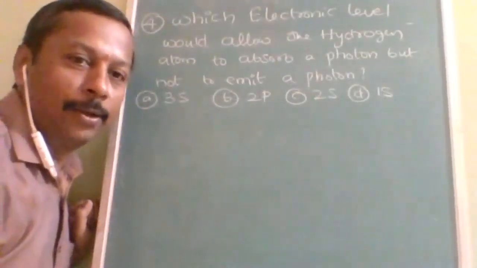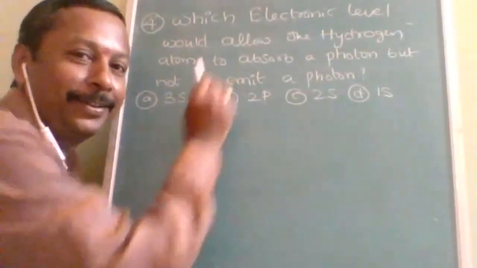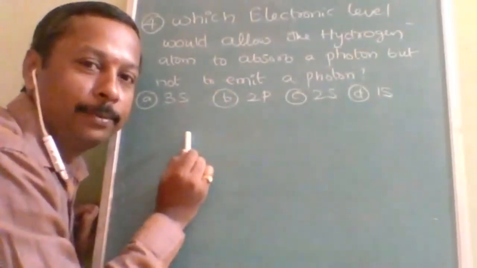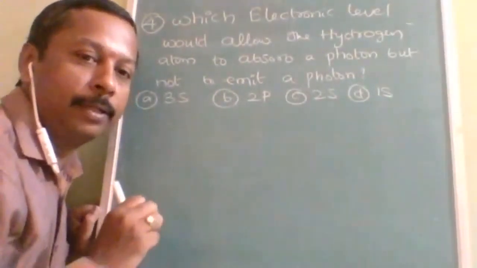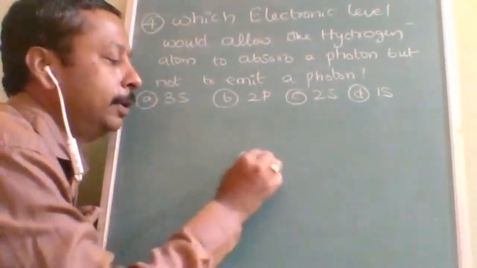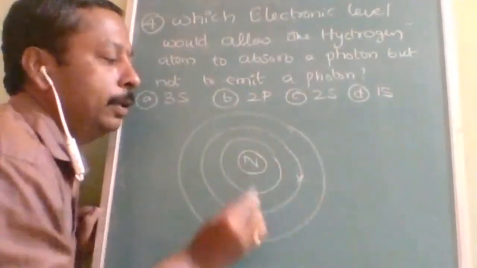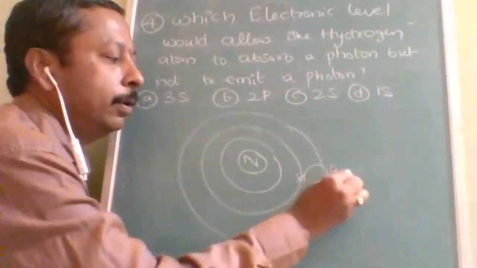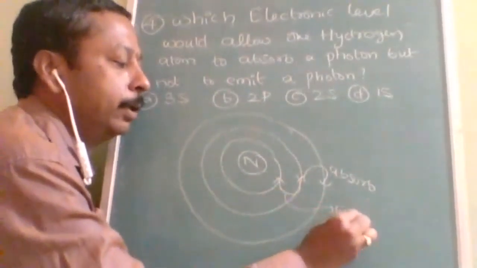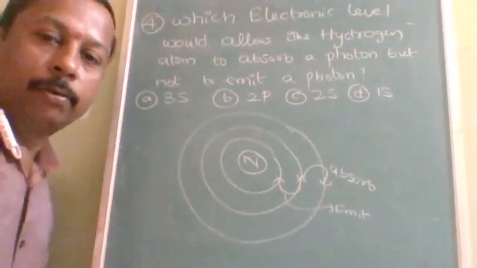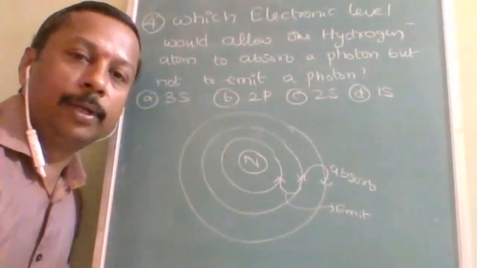There is one more logical question. All these are selected for you people only. Understood? Which electronic level would allow the hydrogen atom to absorb a photon but not emit a photon? It should be able to absorb only, it should not be able to give. This is just a theory-based question. Suppose the electron is here. From here to here, it will absorb. But if it goes from here to here, it will emit. When it jumps from higher to lower, it will emit. When it jumps from lower to higher, it will absorb. So what does he want? Only absorb.